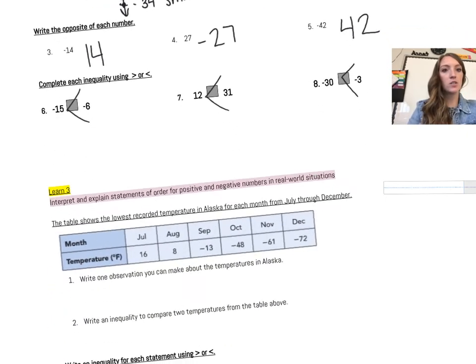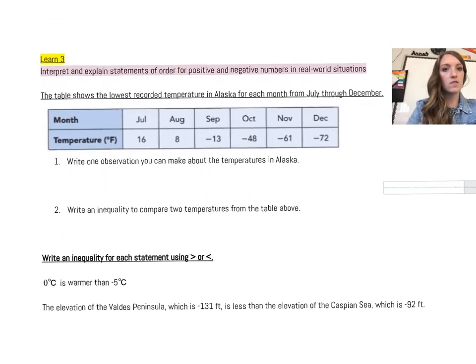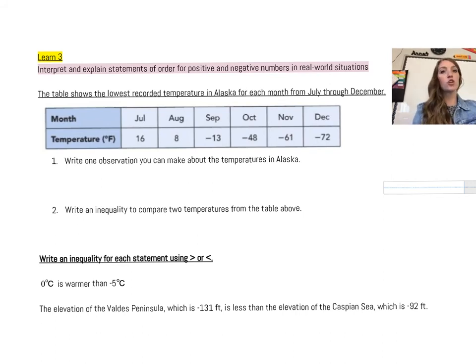All right, I'm going to have us move on to our final objective here. This is interpreting and explaining statements of order for positive and negative numbers in real-world situations. Okay, that'll make more sense as we look at this example here.